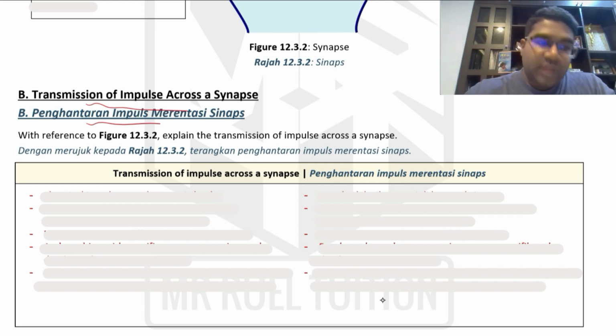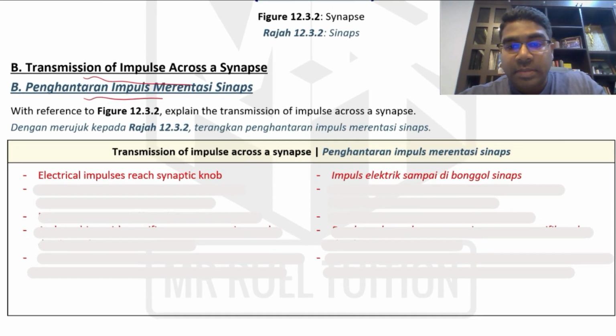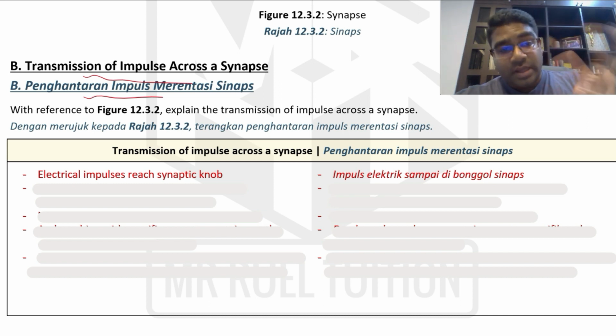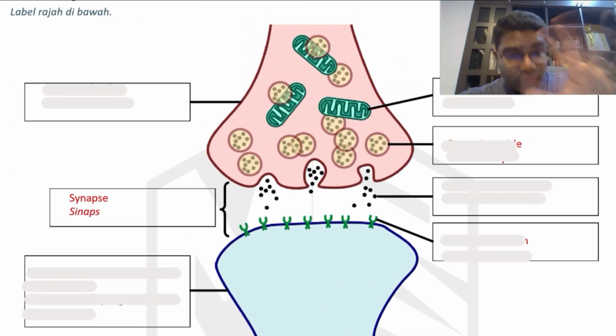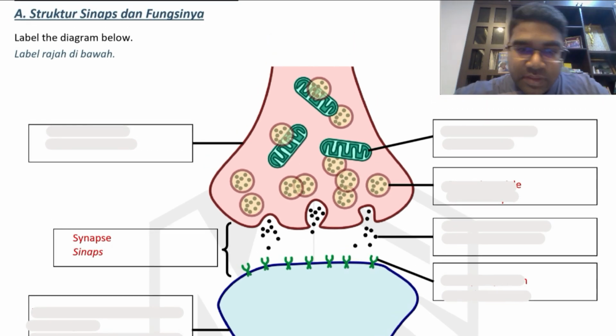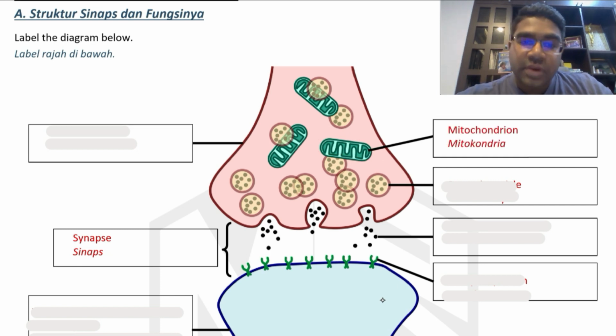Okay, so actually apa yang berlaku ialah, first impuls saraf kena sampai di sana dulu. Electrical impulse has to reach the synaptic knobs. Dia kena sampai di bonggol synapse dulu. Ini akan mencetuskan satu perkara akan berlaku sekarang. There's an event that will occur now as soon as the electrical impulse reaches. Okay, so apa yang kita boleh nampak sini ialah, first, semua orang sepatutnya kenal yang ni lah. You should be able to identify this. Ini ialah mitochondria. This is mitochondrion.